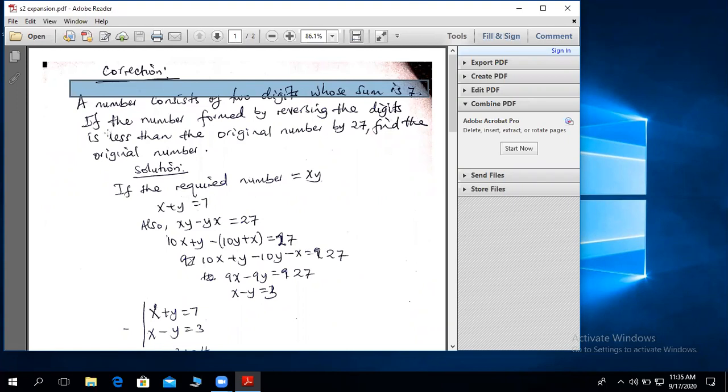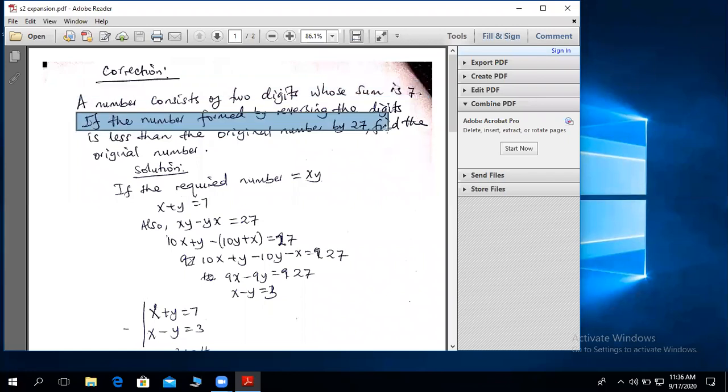what does this statement mean? If the number formed by reversing the digits is less than the original number, this statement means if you get the original number and you subtract the number got by reversing these digits, you get 27. Many of you failed on this statement here. So this was a challenging statement to many of you.